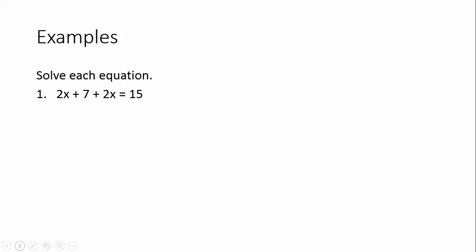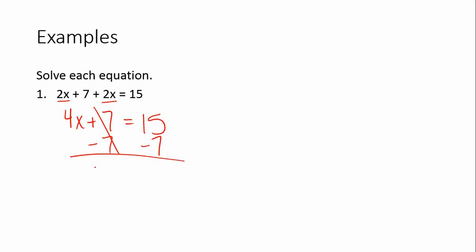So let's just look at an equation. Example. We have 2x plus 7 plus 2x equals 15. And what you should be noticing here is that we have like terms on the same side of the equation, the 2x's, and we need to combine those together. So 2x plus another 2x would actually be 4x plus 7 equals 15. Now this is a 2-step equation where we're going to subtract 7 from both sides and then divide by 4. So you get the answer x equals 2.